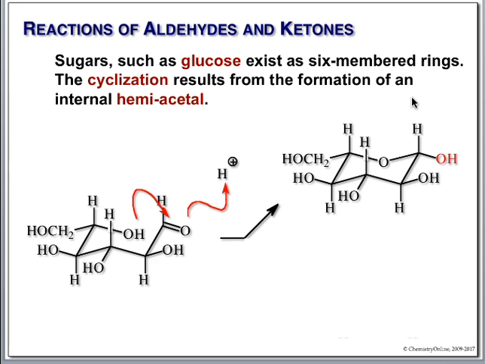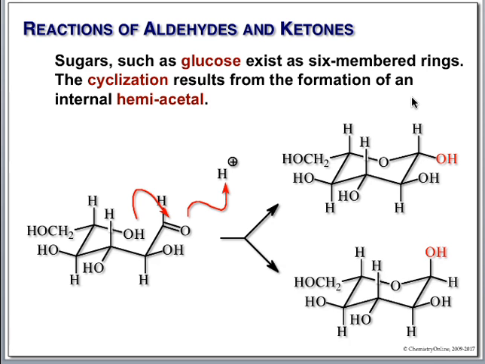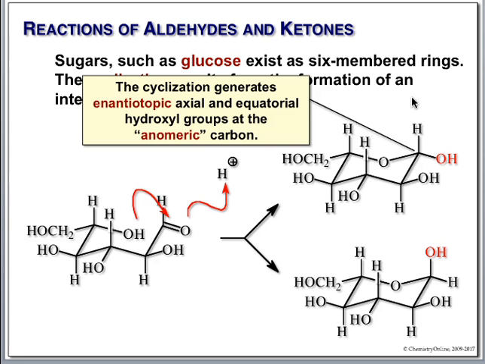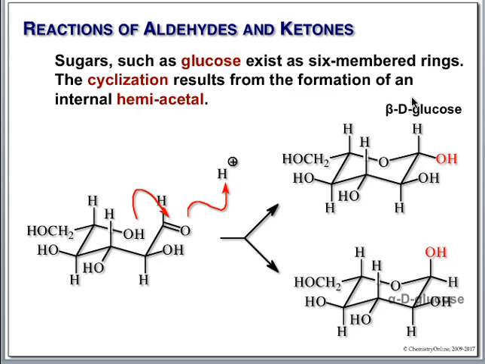Now, stereochemically, we can do this two ways. It can attack and form this isomer or this isomer. This is called the anomeric carbon, and this is beta D-glucose, and this is alpha. It's simply the stereoisomers at the anomeric carbon of the hemiacetal.